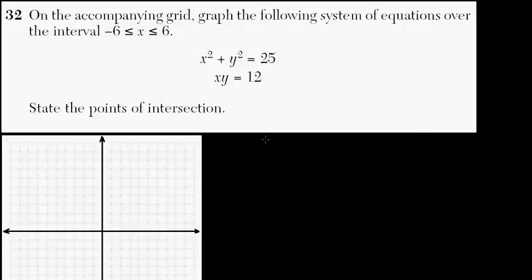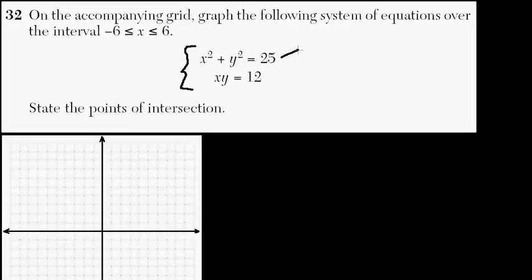Number 32 says, on the accompanying grid, graph the following system of equations over the interval -6 to 6. So on the interval x is -6 to 6, we're going to graph these two equations: x squared plus y squared equals 25, and x times y equals 12.